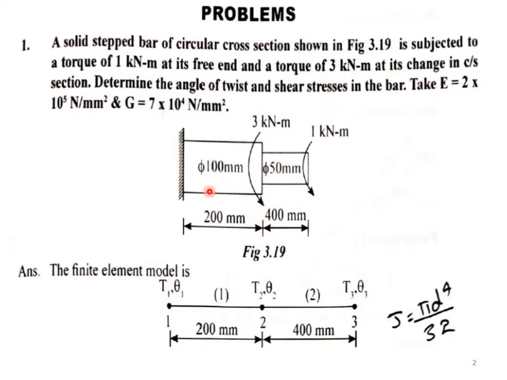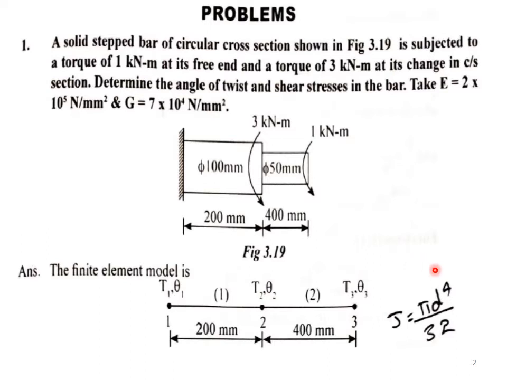First we have to write down the FE model. Basically this is a two element problem with three nodes, node number 1, node number 2 and node number 3. At the change in cross section we are placing one node, an initial node and a final node. Two elements, element 1 and element 2. Element 1 is of 200 mm length, element 2 is of 400 mm length. T1 theta 1, T2 theta 2 and T3 theta 3 at node number 1, 2 and 3 respectively.